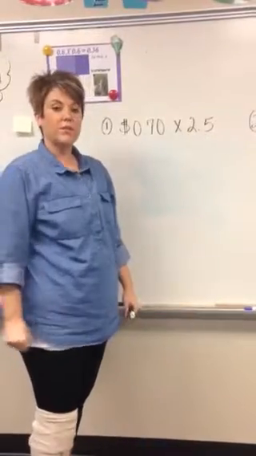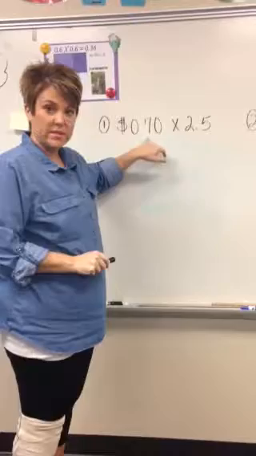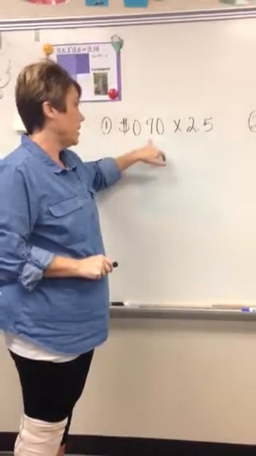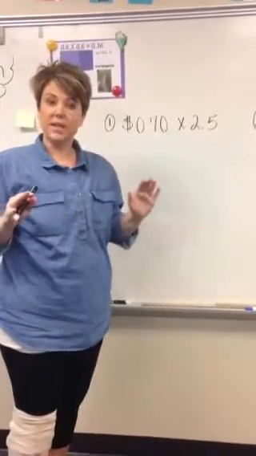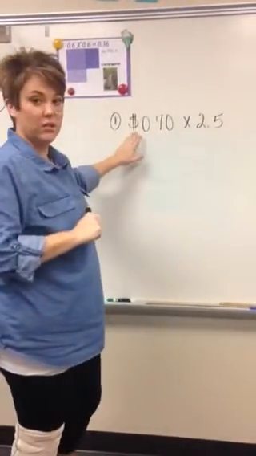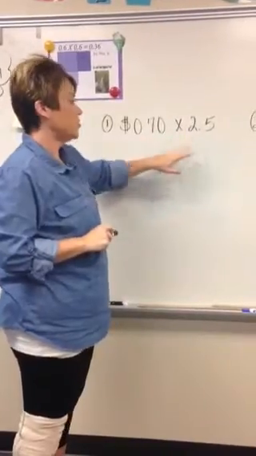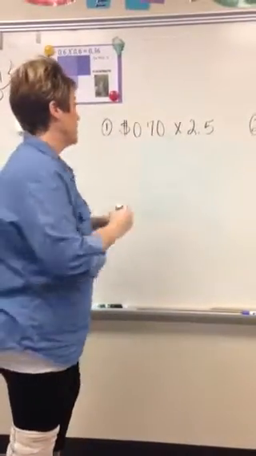Okay, today we're going to be learning about multiplying with money. Now don't let that scare you. Multiplying with money is exactly the same as multiplying decimals. It just has a dollar sign. I'm going to rewrite the problem 70 cents times 2.5 so that it's up and down.